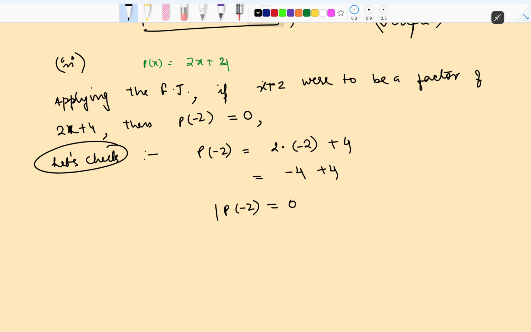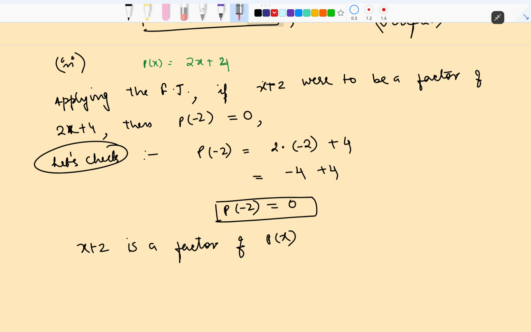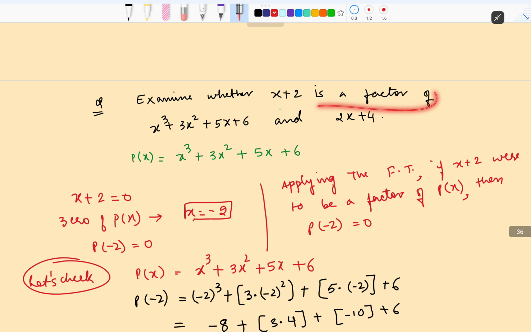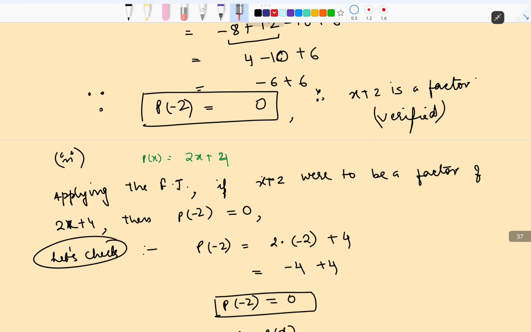अगेन देखो p of minus 2 is equal to 0. That means x plus 2 is a factor of p of x. समझ आ गया ये क्वेश्चंस कैसे सॉल्व करना है? To reiterate, I said अगर फैक्टर आपको दिया हुआ है तो आप उससे ज़ीरो निकालोगे और फिर क्वेश्चन सॉल्व करोगे, और अगर ज़ीरो दिया हुआ है तो आप फैक्टर निकालोगे फिर सॉल्व करोगे.